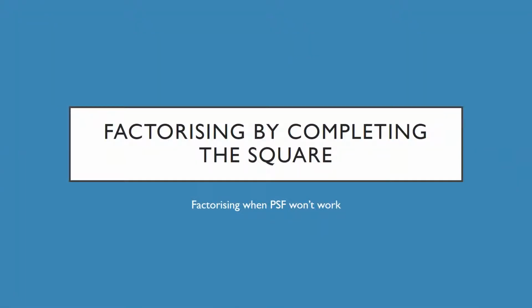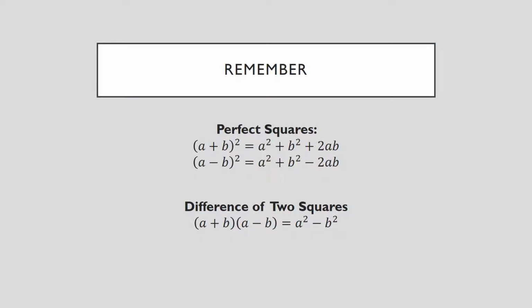Hello, welcome to this lesson where we're going to look at how we can use completing the square as a method of factorizing. This is a method that we can use when PSF or the cross method doesn't work. So these are some of the formulas you're going to need to remember, which are the perfect squares and the difference of two squares.